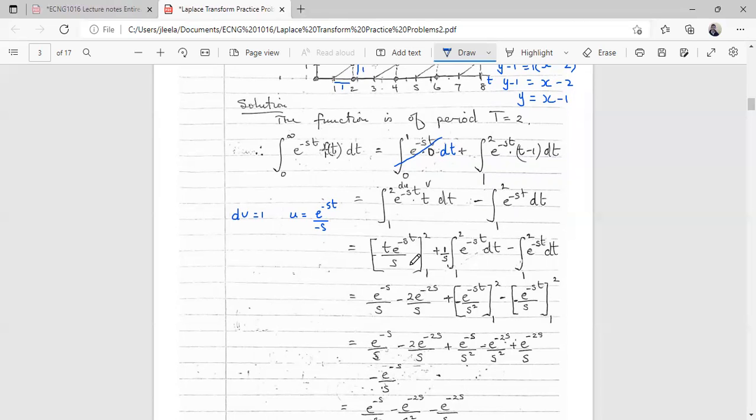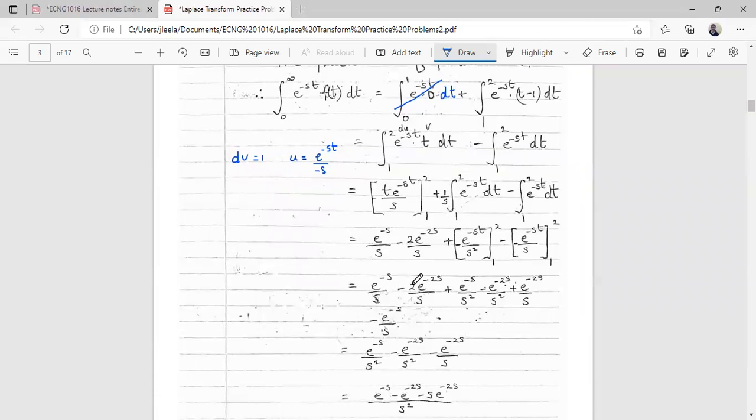From the first part, you'll get minus t e to the minus st over s; you write that second. And with the 1 here, you'll get minus e to the minus st over s. And the 1 over s here, when you integrate, you will get e to the minus st over minus s. So I put the minus s inside and multiply by this s, so I get e to the minus st over s squared, evaluated between 2 and 1, minus e to the minus st over minus s, because this s here will be negative, between 2 and 1.